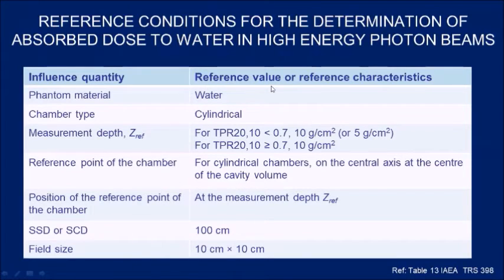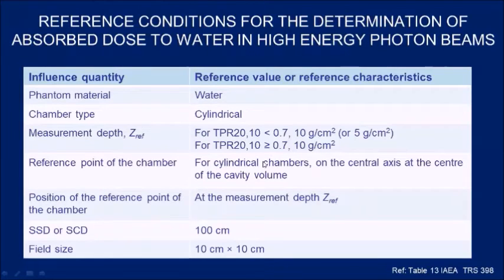How is it different from cobalt? The phantom material is the same, water, as we did for cobalt 60. For the chamber, you are allowed only a cylindrical chamber; no parallel plate chamber is suggested by TRS 398. The depth of measurement is 10 g/cm² or 10 centimeter depth in water. They allow 5 for low energies, maybe 4 MV photons or something like that, but generally suggested even for closer to 6 MV is 10 g/cm².